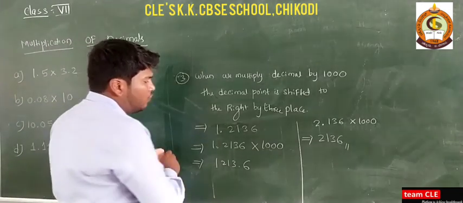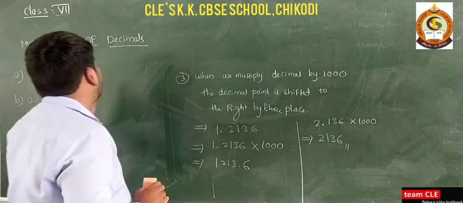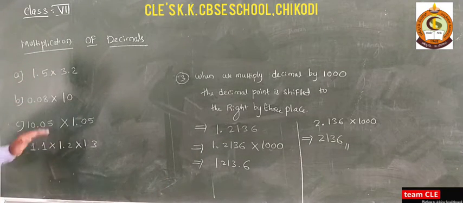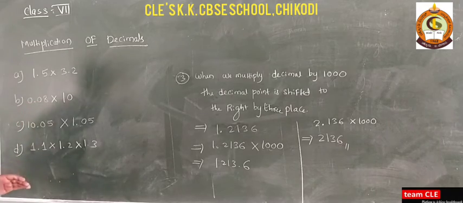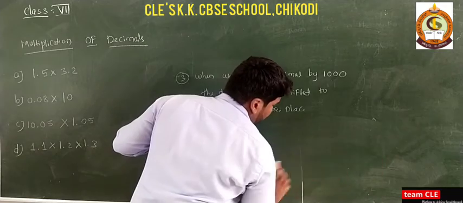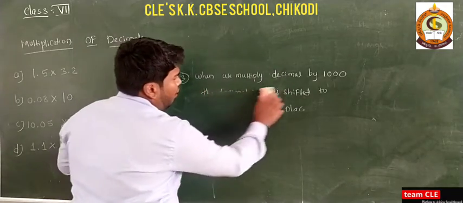Now let us see how to solve the multiplication of decimals. Here are some examples. From these, we will solve some to understand better. So please follow these 3 rules for multiplication of decimals.